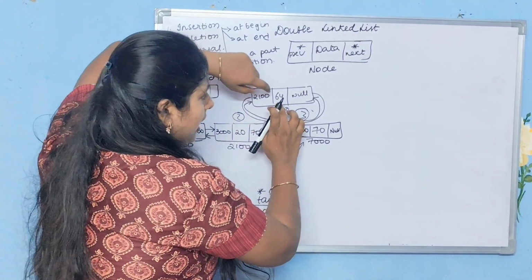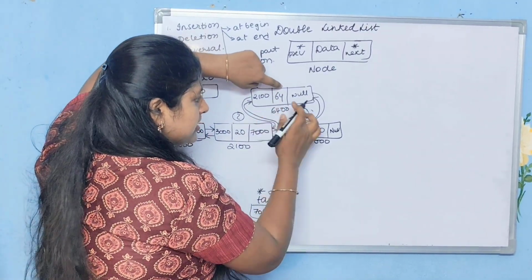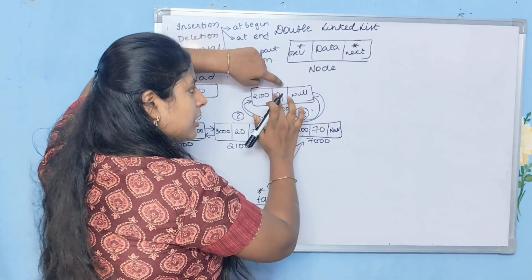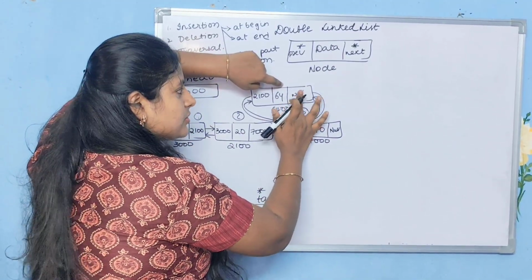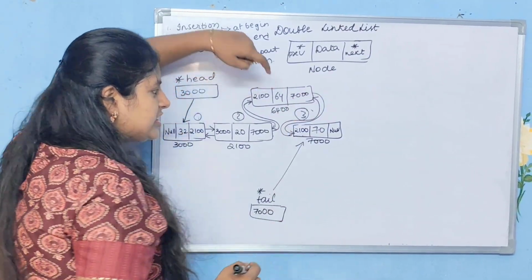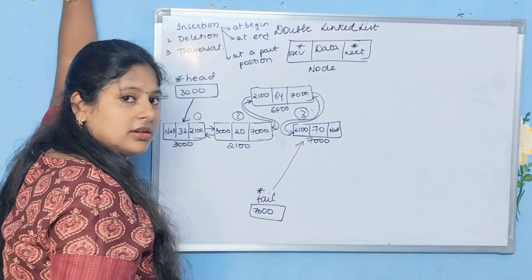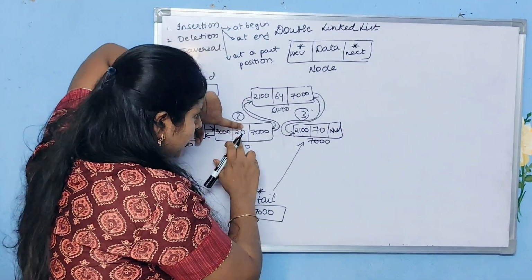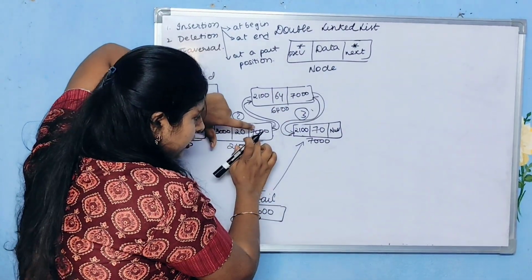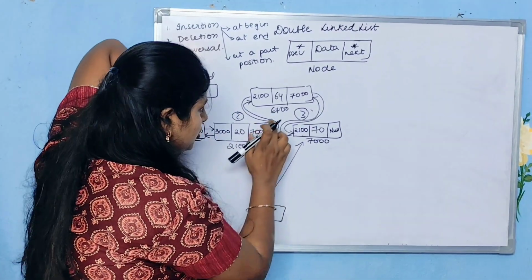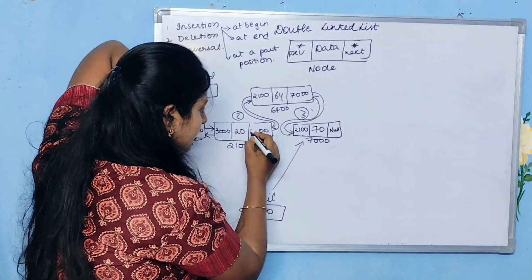Right. Now, after 64, are there any elements? Yes, 70 is there. So, what is the address of 70? 7000. Now, after 64, next address will be 7000. Should I change anything else? Yes, I have to change. So, what is next to 20 right now? It is 64, but it was previously 7,000. Right? I have to change this address to 6400.